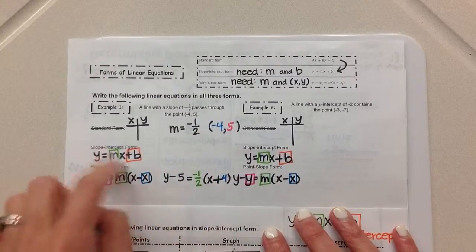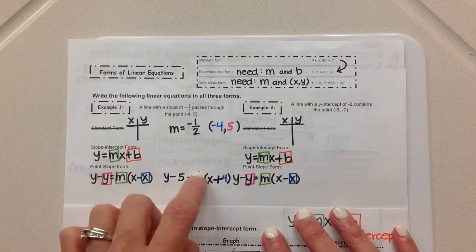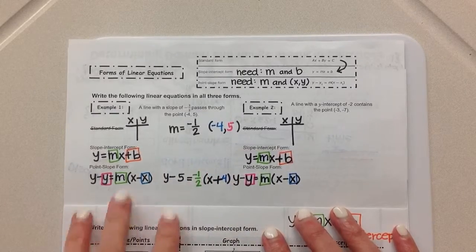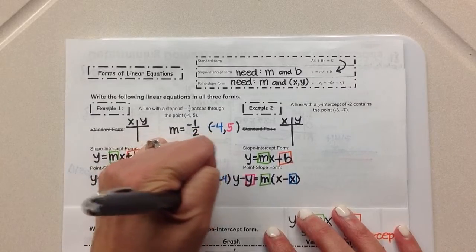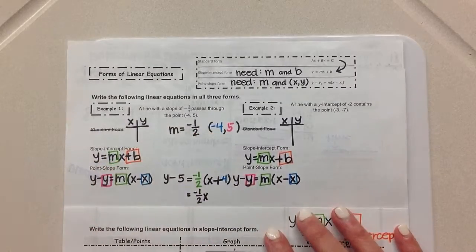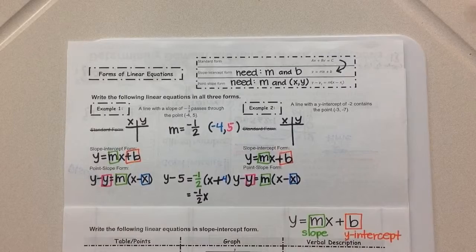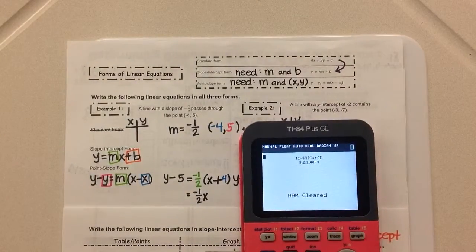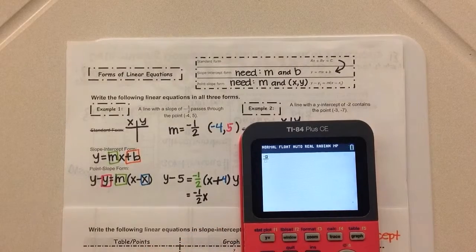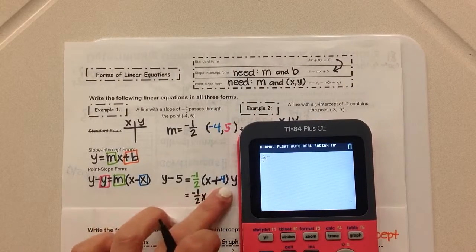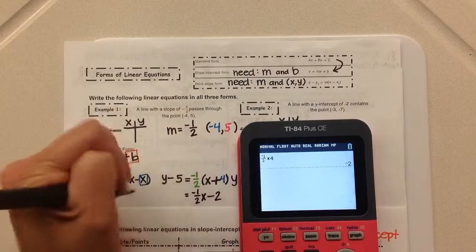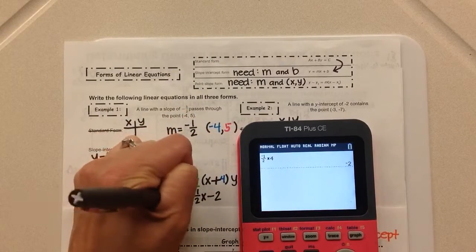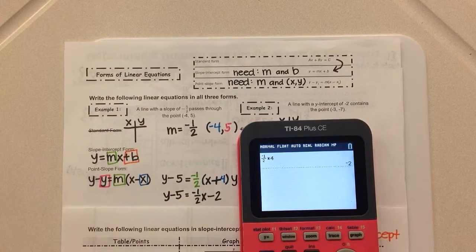To make it y equals mx plus b, I'm just going to distribute, and I'm going to do a little bit of math. So I'm going to have -1/2 x, because -1/2 times x is -1/2 x. And then I want to figure out what -1/2 times 4 is. So I'm going to get my calculator and type in -1/2 times 4, and that gives me -2. So I'm going to say -2. And then I'm going to bring down y minus 5, because I didn't do any math before the equal sign.